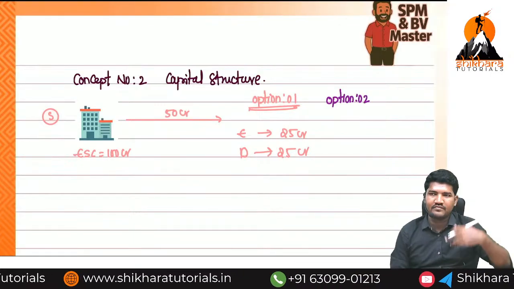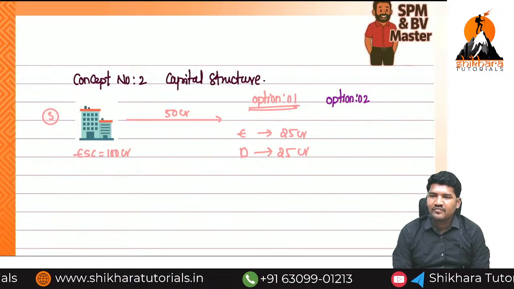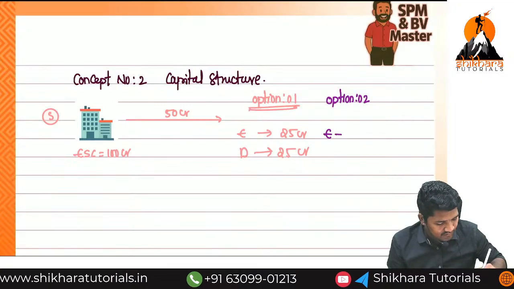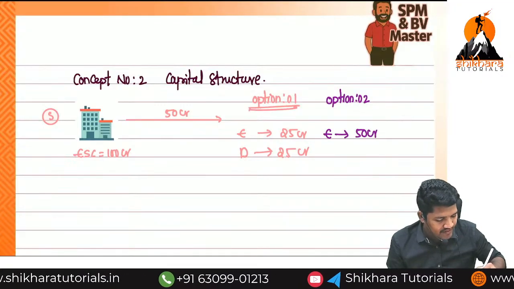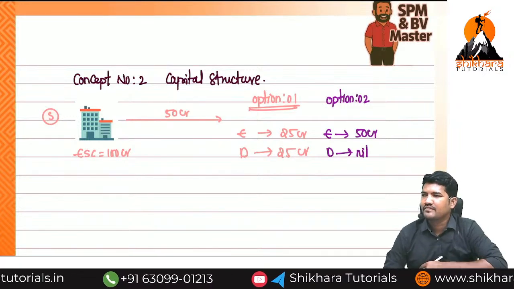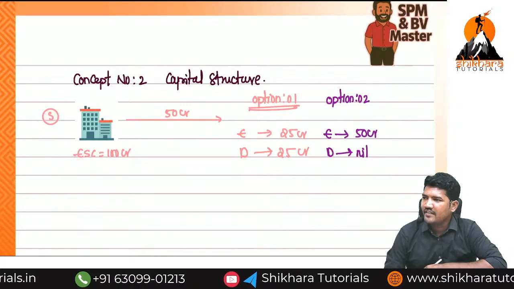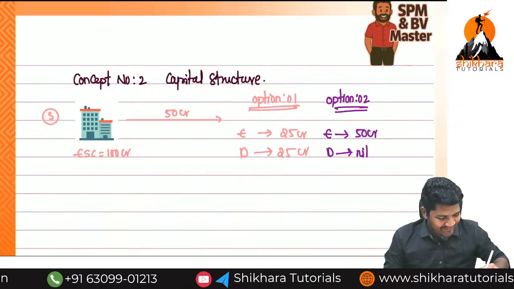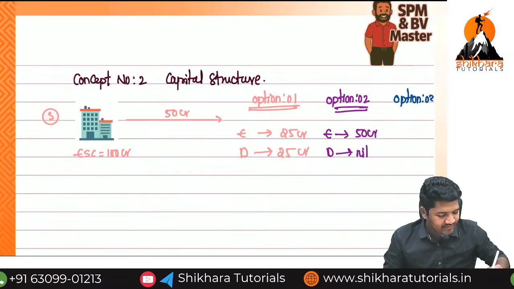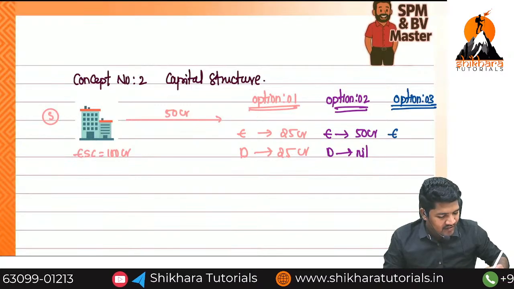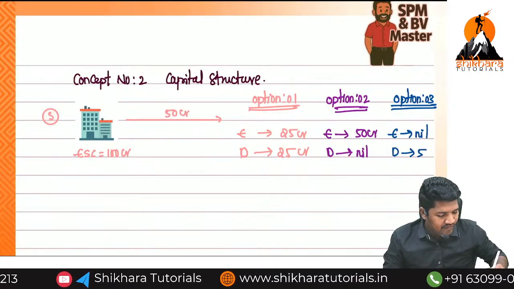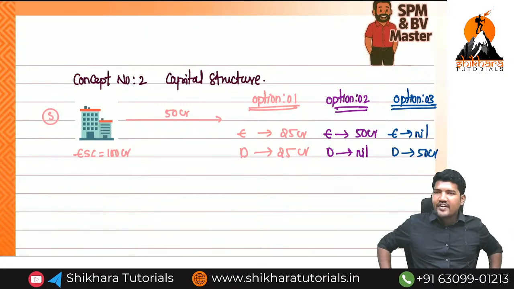Option 2. Total 50 equity. Equity, total equity 50 crore. Debt nil. What about you? 100% debt. Oh, nice. Option 3. Equity nil. Debt 50 crore rupees. So these are the alternatives we have.